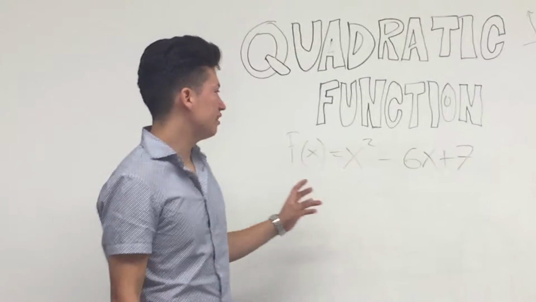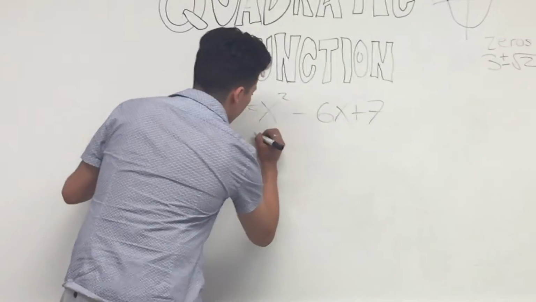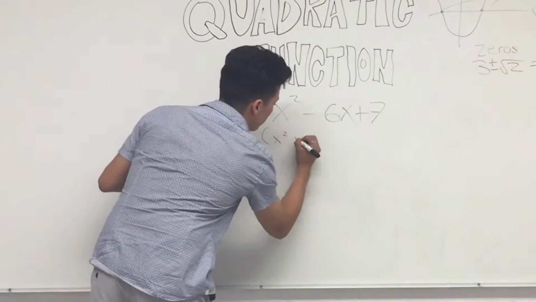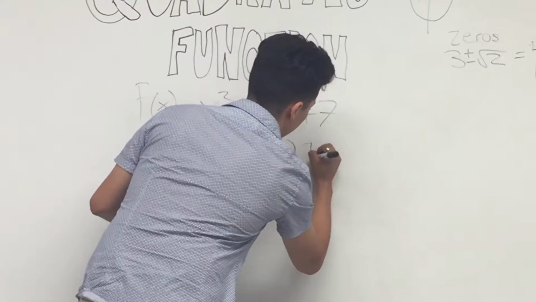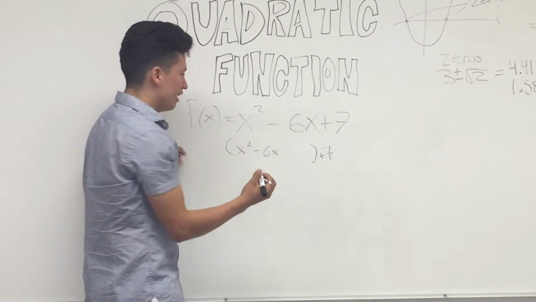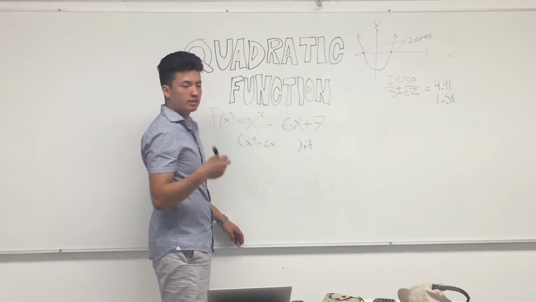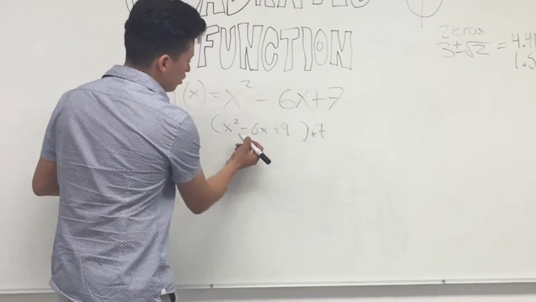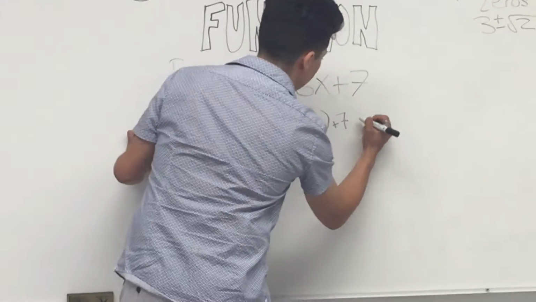So we can convert the general form to the standard form. To start, we make a parenthesis in which we leave the x squared minus 6x, and we put the 7 outside. Now we have to divide this one by 2 and then square it. So minus 6 divided by 2 is minus 3, squared is plus 9. Now we have to take this 9 outside with the opposite sign. So it's minus 9.